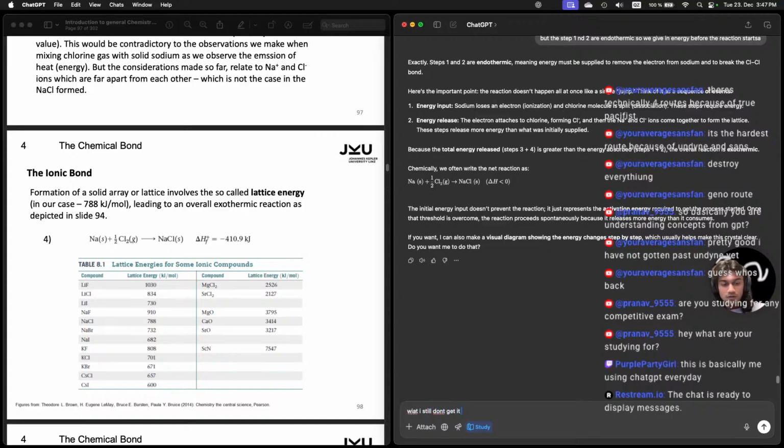Get it? Like you only get to step 3 after passing through step 1 and 2, and those require energy.